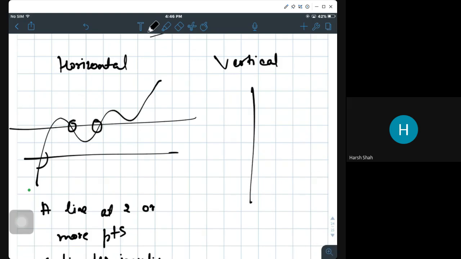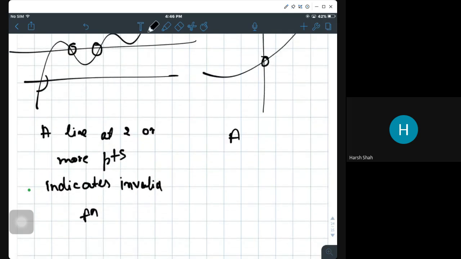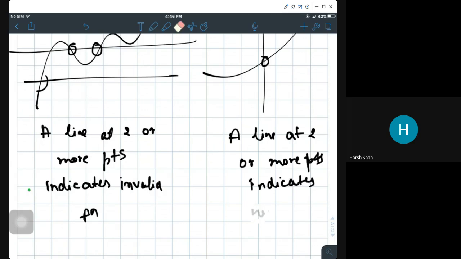Vertical line test is used for checking the one-one functions. Let's say I have this graph. If I drop a vertical line, I can see that it touches at only one point, right? A line at two or more points indicates a many-one function. I hope these tests are clear. Many-one function, right?